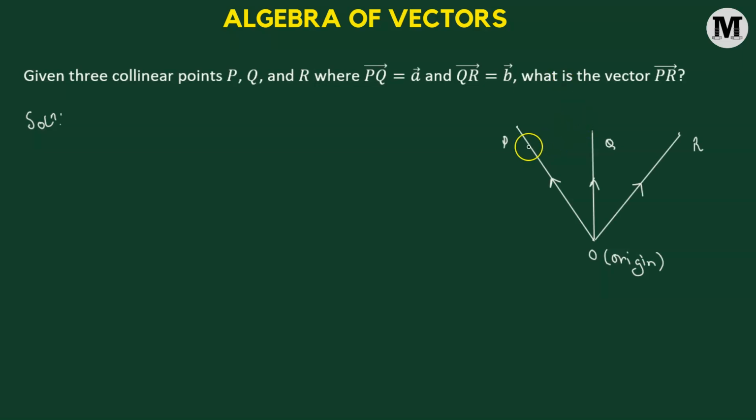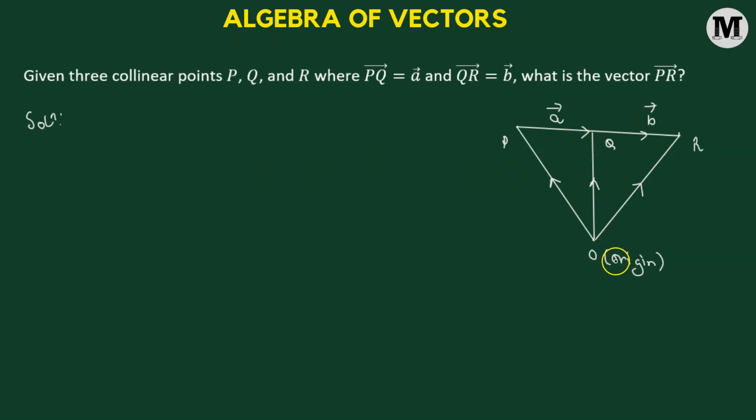Now since the three points P, Q, and R are collinear, we draw a line that passes through the three points. This line is a directed line segment such that the vector PQ is represented by the vector A, and QR is represented by the vector B. We need to find the vector PR. From the diagram, it's evident that it's going to be A vector added to B vector, but let's verify that.